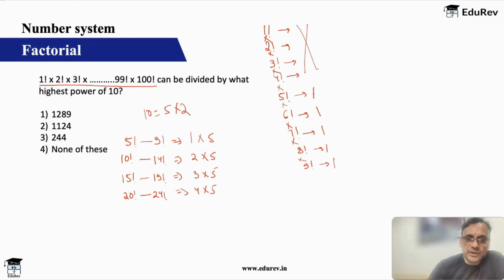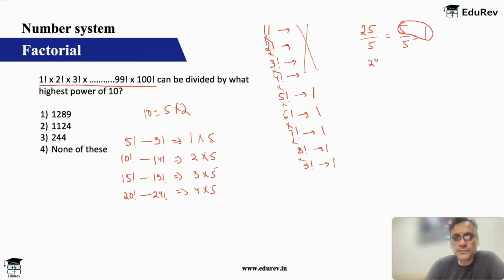Till 9 factorial you had 1 five, till 14 you had 2 fives, till 19 you had 3 fives, till 24 you had 4 fives. At 25 you are likely to think that you'll have 5 fives, but no. 25 is 5 square. So 25 will give you an extra 5. Just to check, 25 upon 5 is 5 and 5 upon 5 is 1. So 25 has 6 fives.